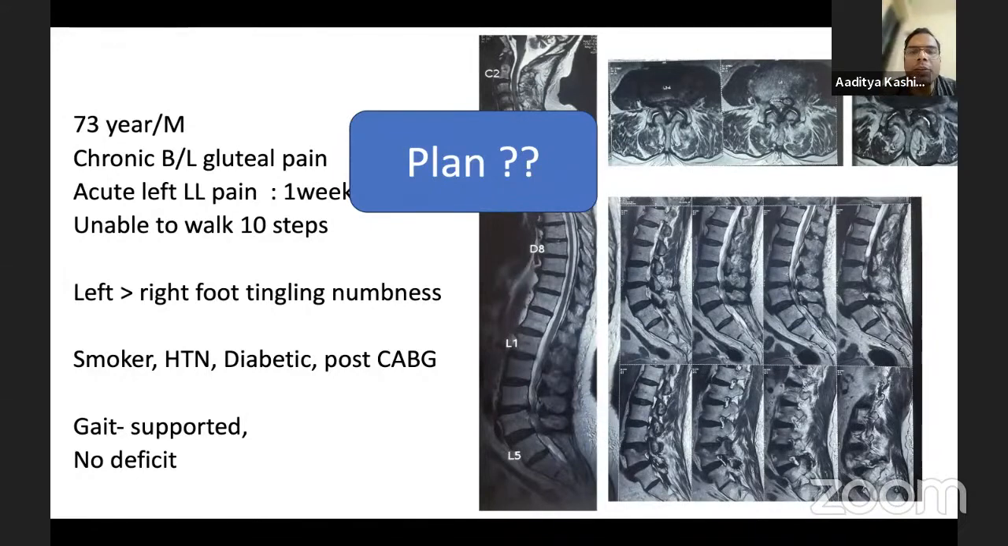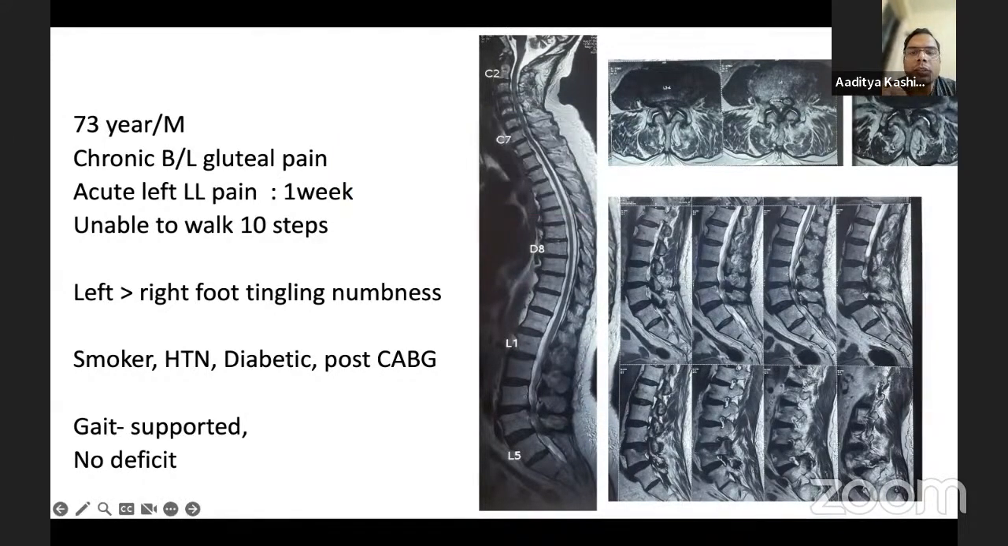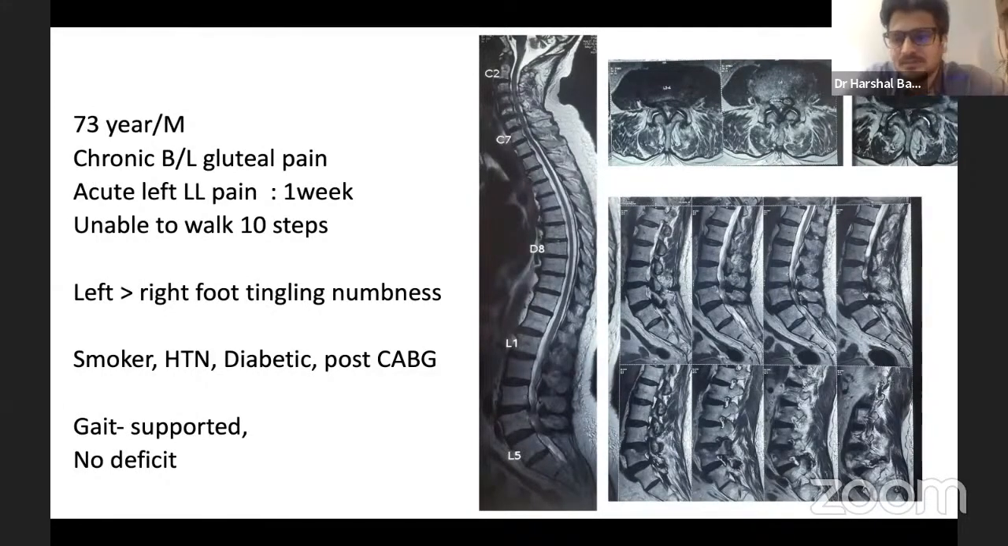Harshal, can you just take out that plan thing? I want to just see the whole spine screening. So I feel that since it's not mentioned here, he doesn't have any clinical instability, and the neurology is normal.